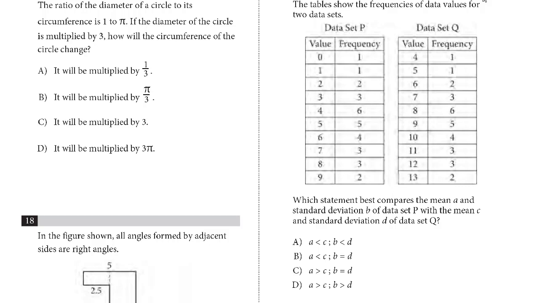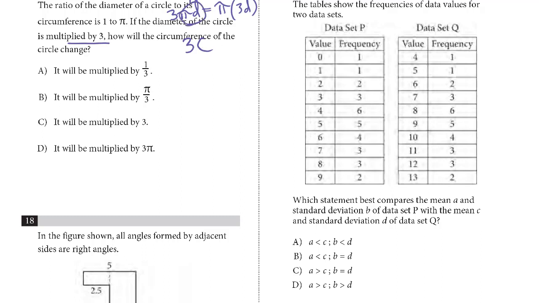Number 17, the ratio of the diameter of a circle to its circumference is 1 to pi. The circumference of a circle equals pi times diameter, 2 pi r, but pi times diameter. If the diameter of the circle is multiplied by 3, so if we substitute in for d, 3d, my circumference becomes 3 pi d, which is 3 times the original circumference, substituting for pi d, the original c.